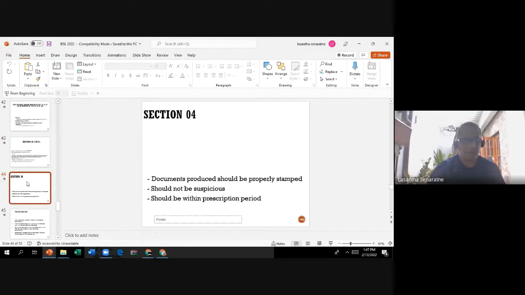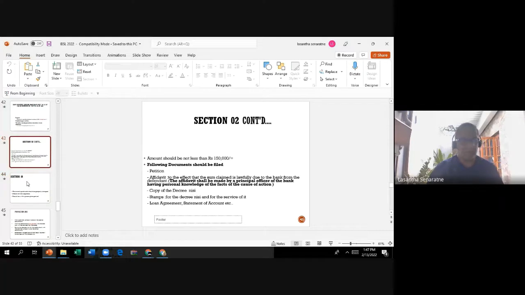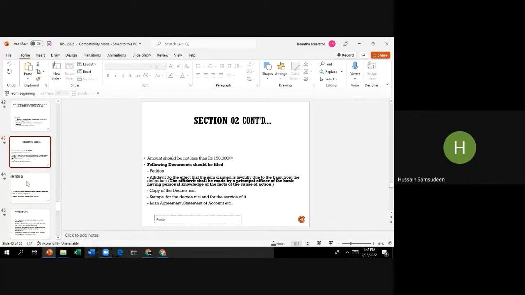Any questions up to now? Any questions? So I'm explaining the debt recovery provision and what are the documents that we have to file under the summary provision. Any questions? No, sir, it's clear. Right.